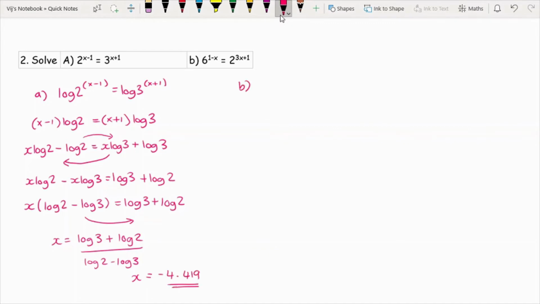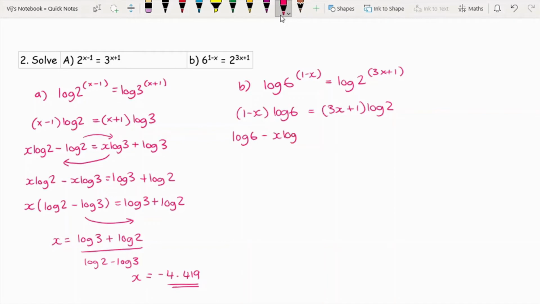Likewise with regards to b, if I take the log of both sides straight away, and again put your powers in brackets, sometimes it helps, sometimes not. It depends on how neat your work is. I'm going to try and encourage good presentation. So again, moving those powers to the front, we get this. And then expanding the brackets out, we get log 6 minus x log 6 equals 3x log 2 plus log 2.